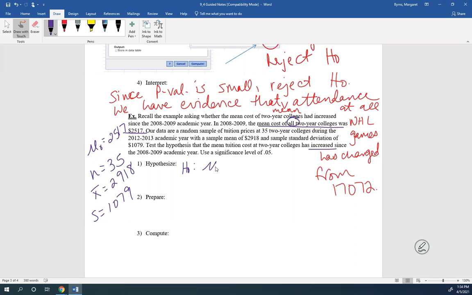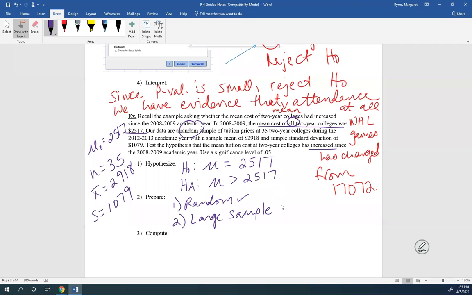So our null hypothesis is that nothing has changed. The mean is still 25.17. The alternative is that the mean, it said, has increased. So I'm going to say that the mean is greater than 25.17. Prepare, we were told that it was a random sample. So we have a random sample, and by that extension, we can assume independence. And then is our sample large enough? Yes, it is, because our sample has 35 schools in it, which is certainly more than the 25 that's required. So let's go ahead and do our computation.